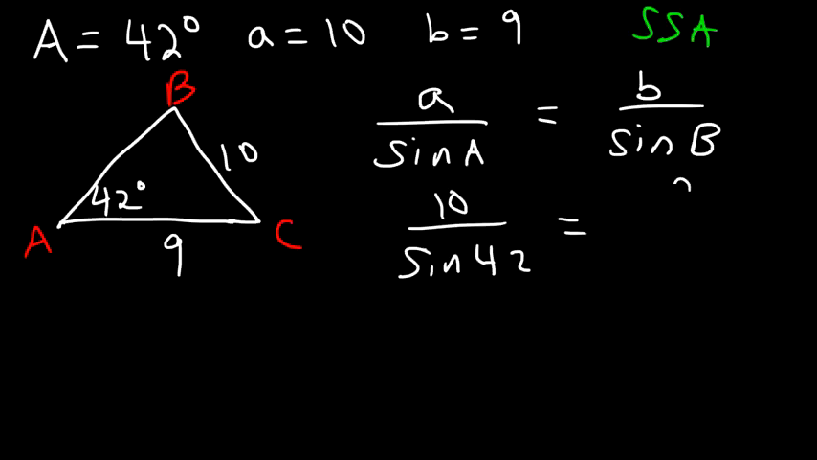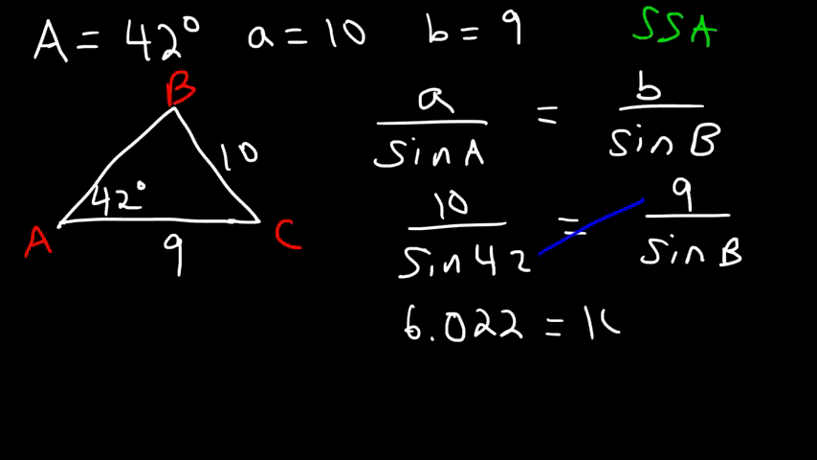Side B is 9, and our goal is to find angle B. So let's cross multiply. What we're going to have is 9 times sine 42, which I'm just going to get the decimal value of. That's about 6.022, and that's equal to 10 times sine of angle B. So now let's divide both sides by 10.